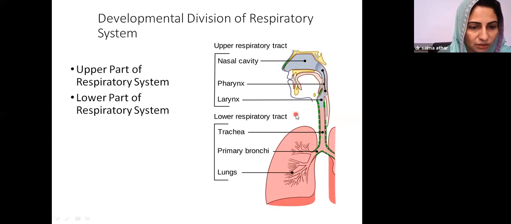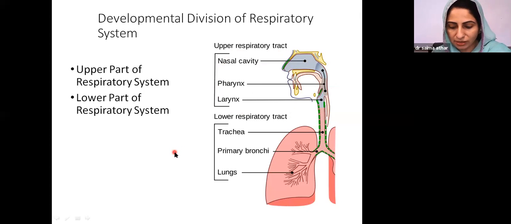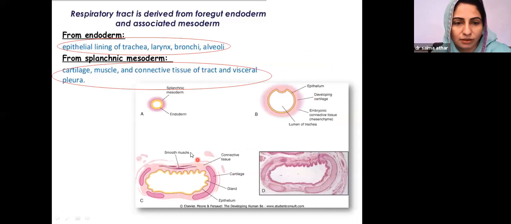What I meant to tell you is that development of upper respiratory tract or the areas which are related to the upper respiratory tract will be covered in head and neck module, क्योंकि ये develop ही होते हैं head and neck के साथ. The structures of the head and neck along with the other structures of head and neck, this part develops. So we'll be concentrating on development of trachea as well as the development of the lungs.